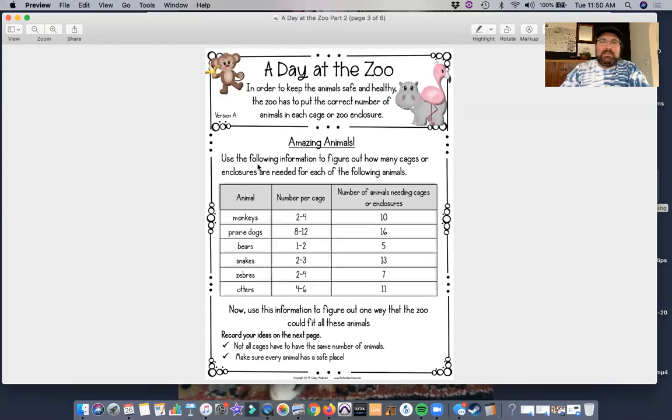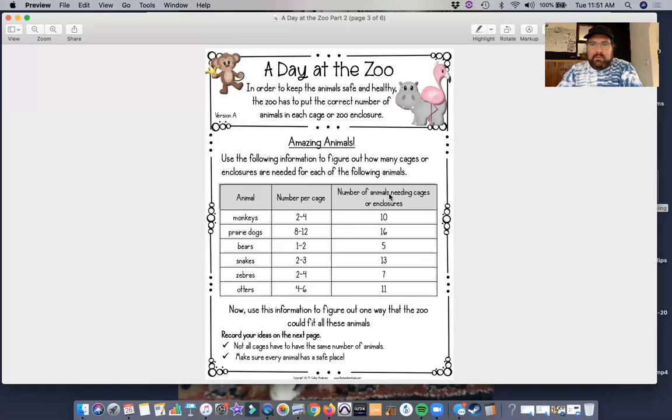Use the following information to figure out how many cages or enclosures are needed for each of the following animals. I'm going to read that again. Read it with me. Use the following information to figure out how many cages or enclosures are needed for each of the following animals. So here's the animal, monkey. The number of animals that can fit in a cage, that says number per cage, that means this many of those animals can live in a cage, so up to 2 or 4.